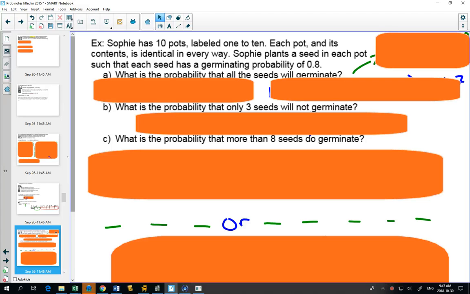Sophie has 10 pots labeled 1 to 10. Each pot and its contents are identical in every way. She plants seeds in each pot, and the probability of these seeds germinating based on historical studies of whatever plant she's planting, hopefully it's legal, well, okay, is 80%. Oof. What is the probability that all 10 of them sprout?